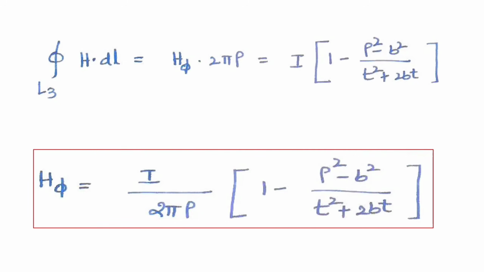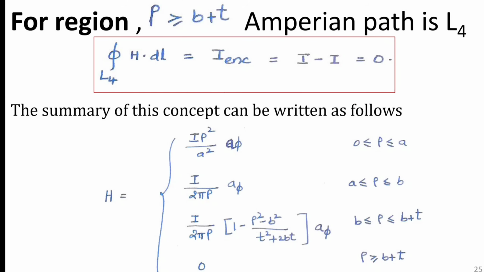In this way, for four different categories we can find the magnetic field produced, and the last region is ρ greater than B+T, and the Amperian path is L4. So the closed integral over L4 of H·dl is equal to I enclosed, that is the total current moving, I, and the current moving in the outer conductor is minus I. So I minus I is equal to 0.